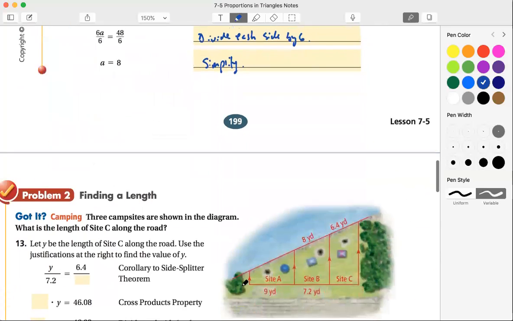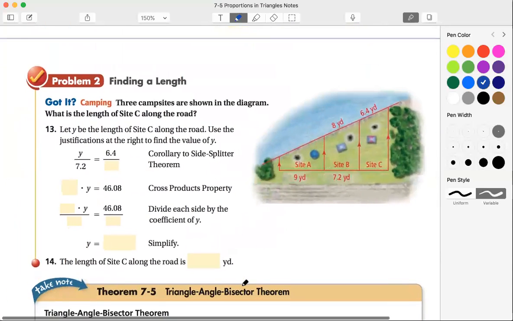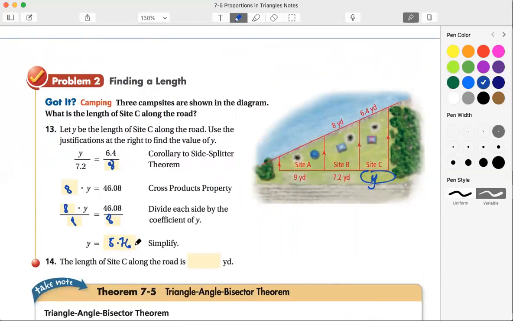All right, let's try using this in a problem. The campsites are shown below in the diagram. What is the length of site C along the road? So what is this length here? I guess we're calling that Y. So Y over 7.2 is equal to 6.4 over 8. Cross multiply, so 8 times Y equals 46.04. Divide both sides by 8, and we have Y equals 5.76. So the length of site C along the road is 5.76 yards.